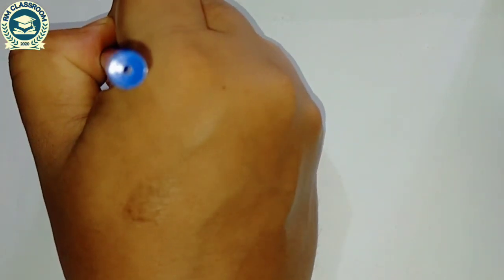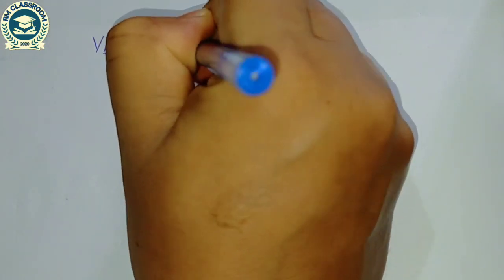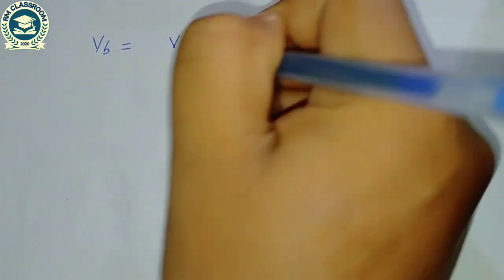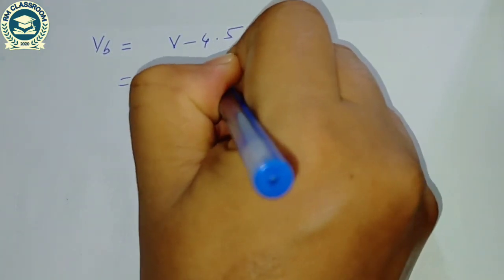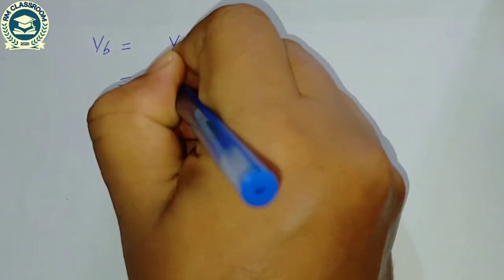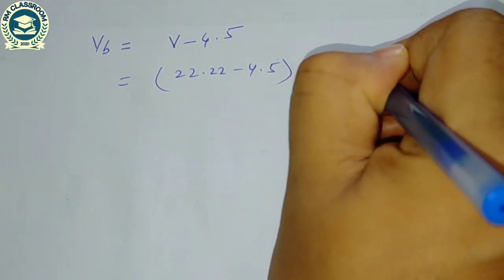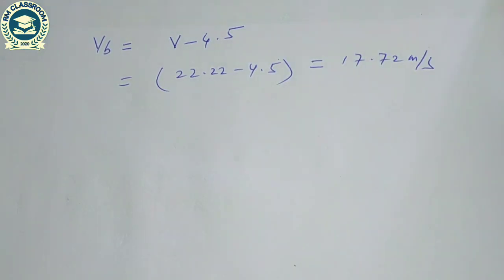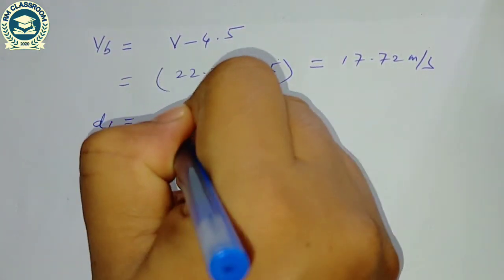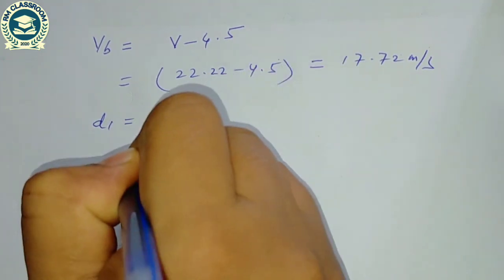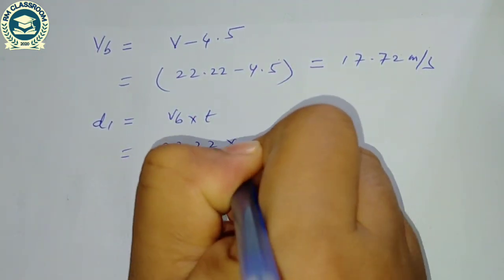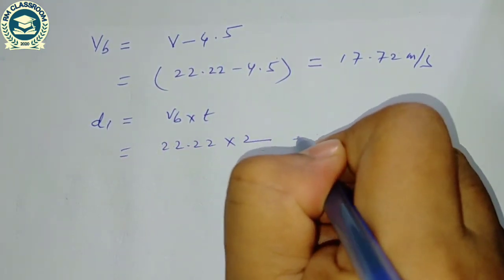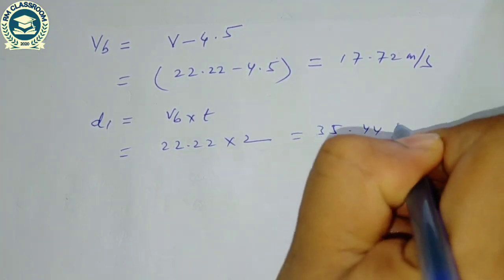Similarly, the speed of the overtaken vehicle is not given. So according to IRC, the speed of the overtaken vehicle is equal to V minus 4.5. So 22.22 minus 4.5, so it is coming 17.72 meter per second. So D1 can be computed as VB into small t. So VB is 22.22 into 2, so it is coming 35.44 meter.